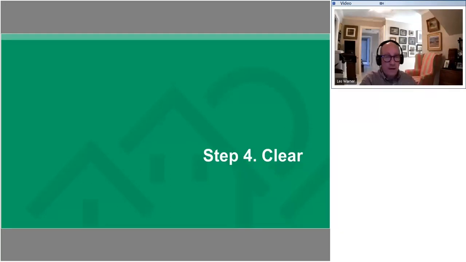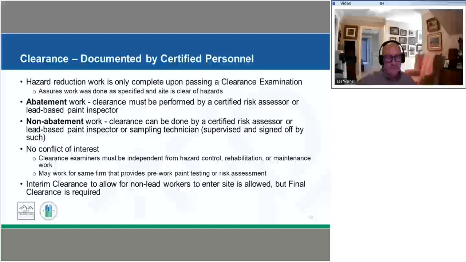All right, so let's talk about clearance, and this is really our last step. As we've been mentioning, once that hazard reduction work has been completed, whether it is paint stabilization or interim controls, before we consider that project to be complete, we need to have our clearance done. It needs to be done by certified personnel. We mentioned it needs to be a third party. We're going to be doing sampling, sending those samples off to a lab, and determining whether we now are within the requirements for dust.